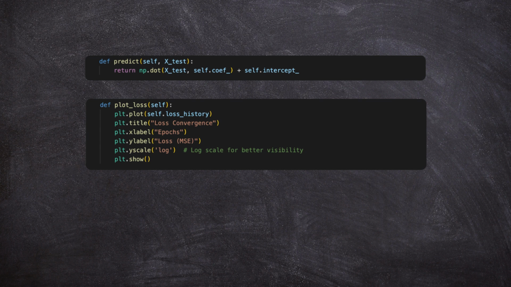The predict method computes the model's predictions for the test data. It takes the feature matrix x_test and multiplies it by the model's coefficients, then adds the intercept. This is simply the linear regression prediction formula we discussed earlier. The plot_loss method uses matplotlib to plot the loss over each epoch. By plotting the mean squared error, or MSE, we can visually inspect how the model is converging over time. The log scale makes the progress easier to track, especially when the loss decreases rapidly.